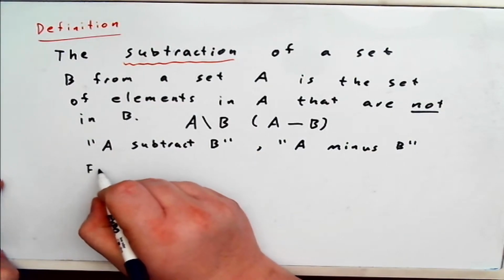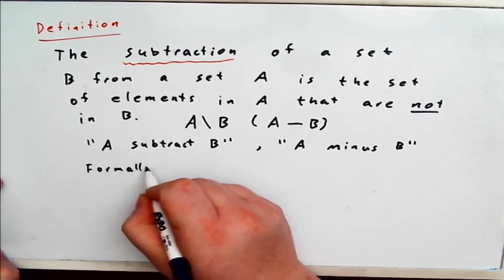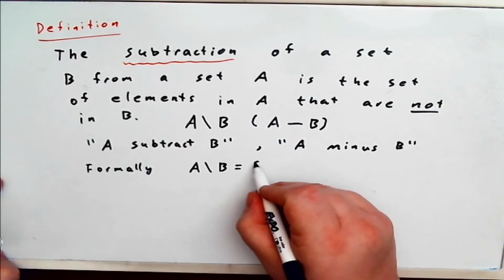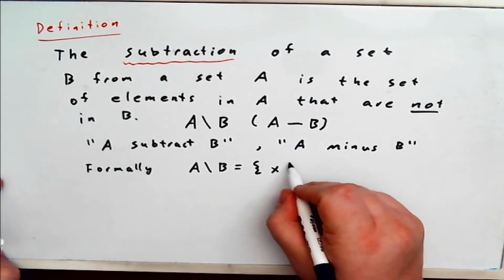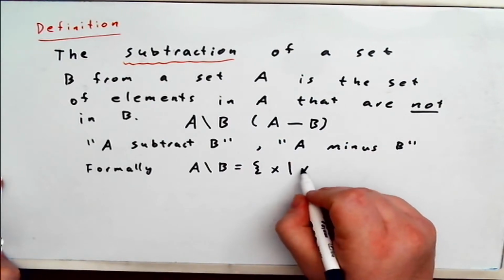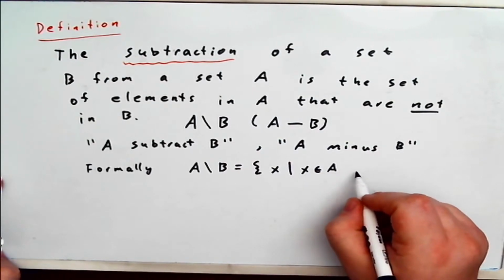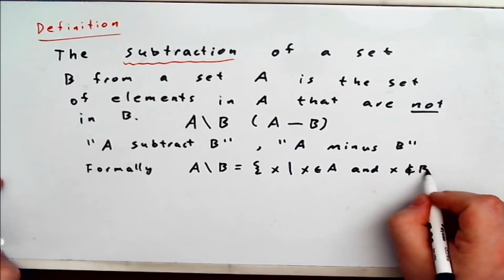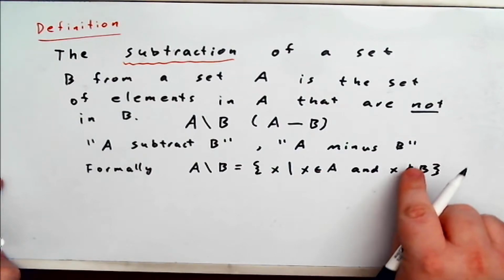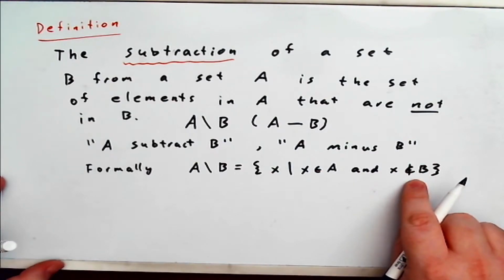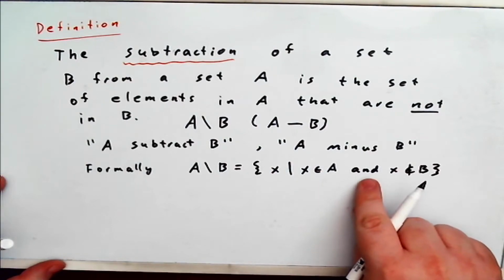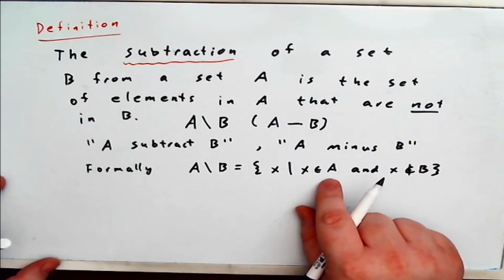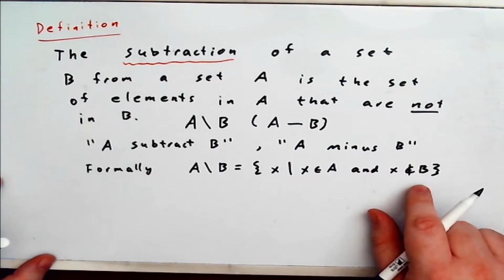Now this is formally written. A subtract B is written as the set of elements x such that x is an element of A and x is not an element of B. Again, this element symbol with a slash through it means it's not an element of. So these are the elements that are in A and they're not in B. If they're in B, we can't have them in this set. Even if they are in A, we want to remove the elements of B.